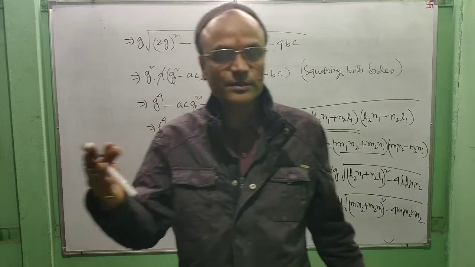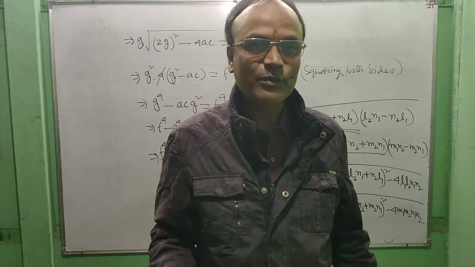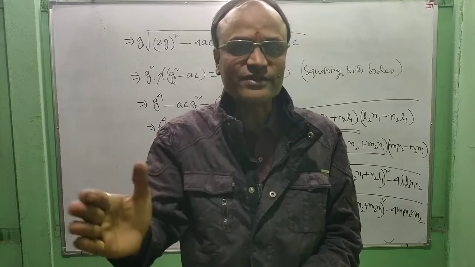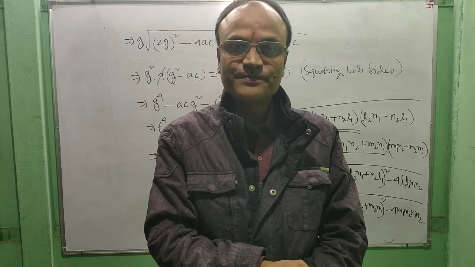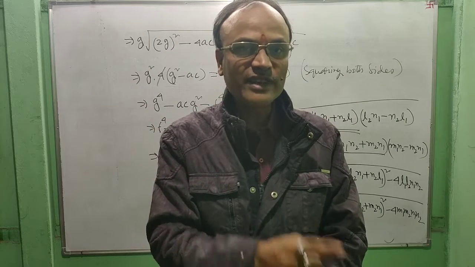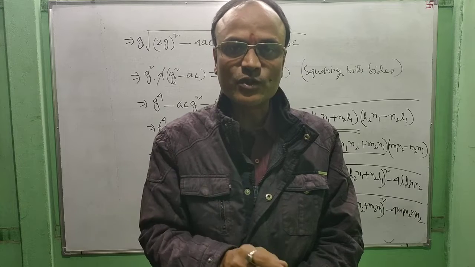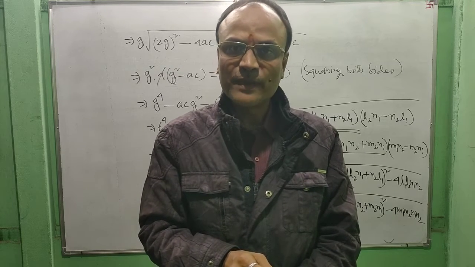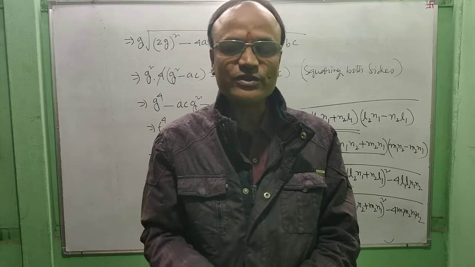Now we shall try to solve another problem, which is, suppose we are given a curve. Suppose we are given a curve x square plus twice xy plus thrice y square plus twice x plus y minus 11 equal to 0. Suppose this is a curve.